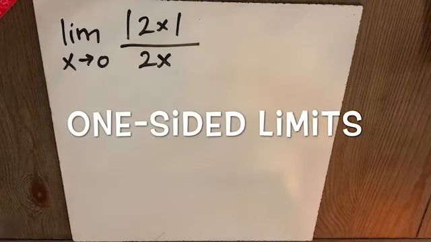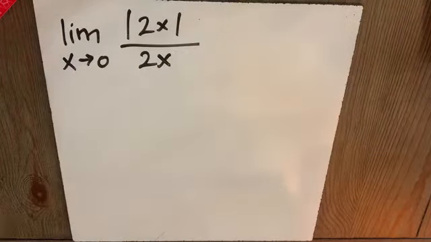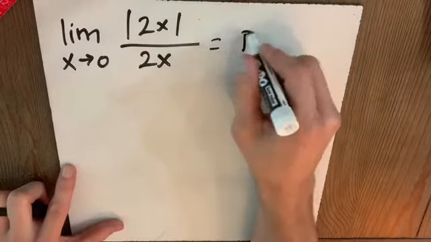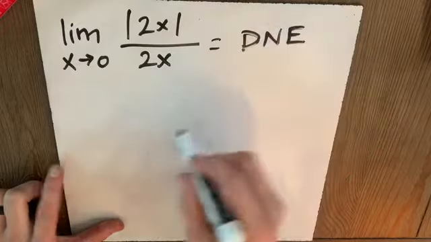Remember from our last chapter section, we said the limit of the absolute value of 2x over 2x. Now, we just had x and x, but I could put a 2 there if I want. As x approaches 0, it was undefined. We had a limit that does not exist.